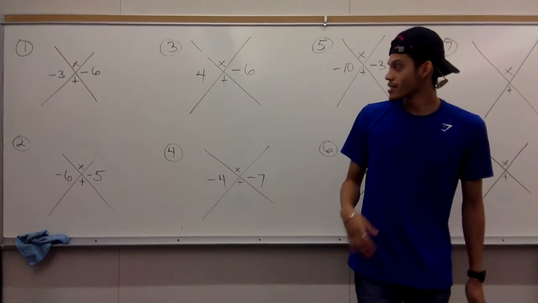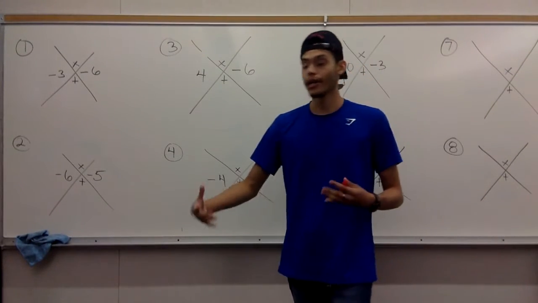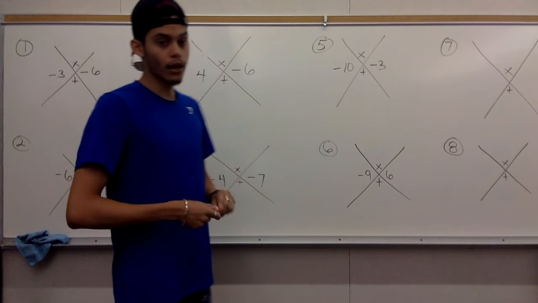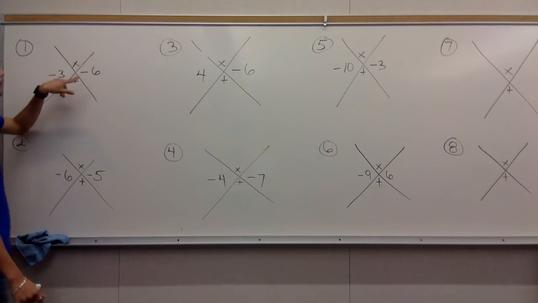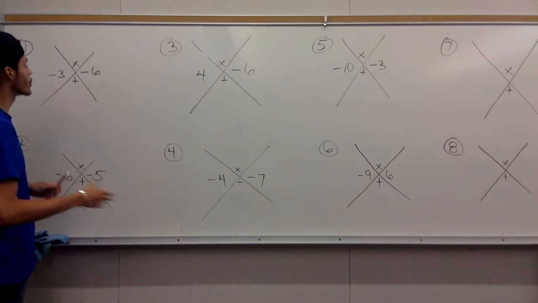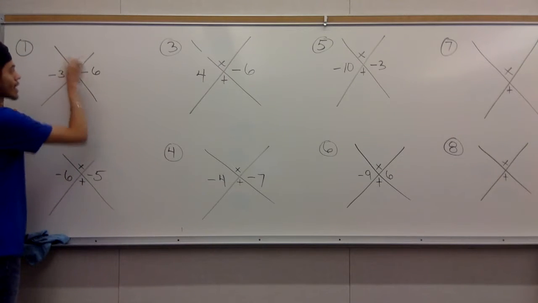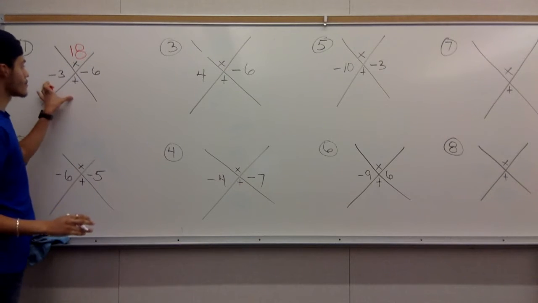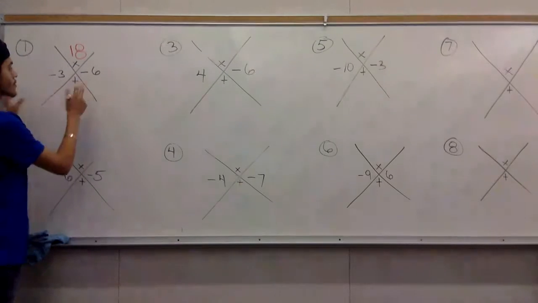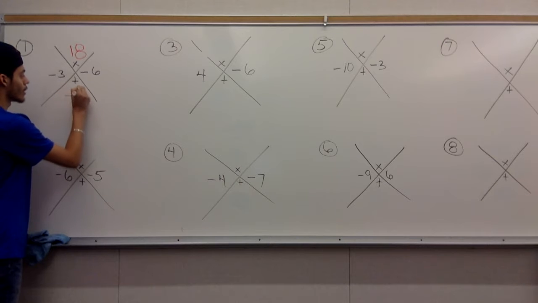All right, hopefully you guys copied them down and tried them on your own. Now we're going to go through them. Hopefully you did them correctly. All right. For number 1, we have -3 and -6. Remember, multiplying two negatives together would give you a positive. -3 times -6 would give you the answer of positive 18. Now, adding them together, -3 plus -6 would give the answer of -9.